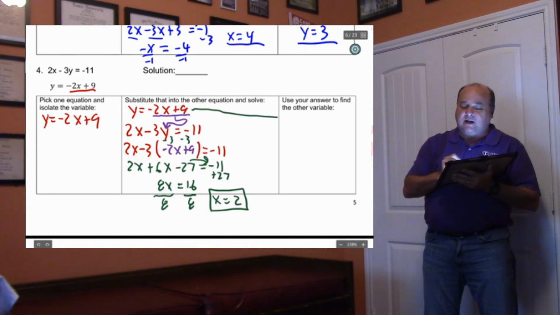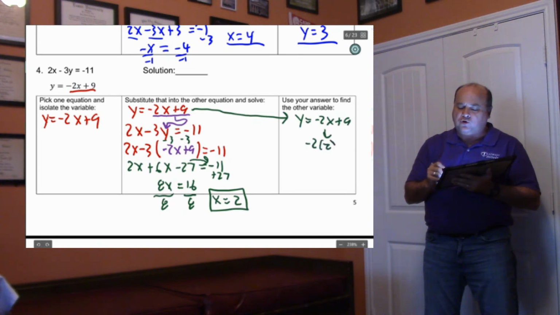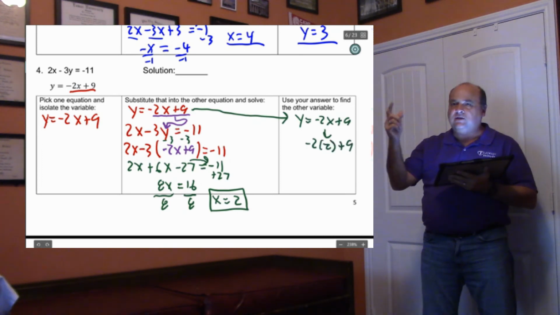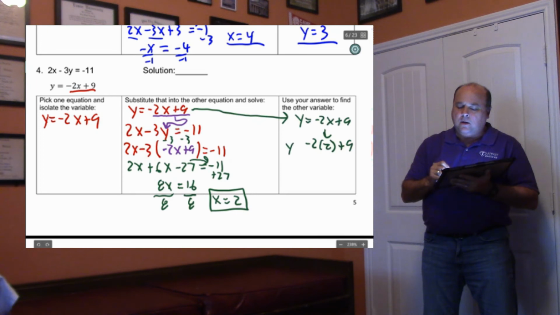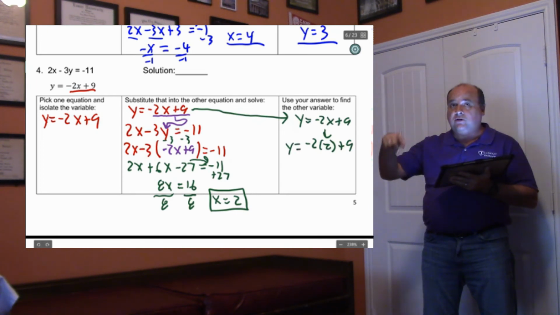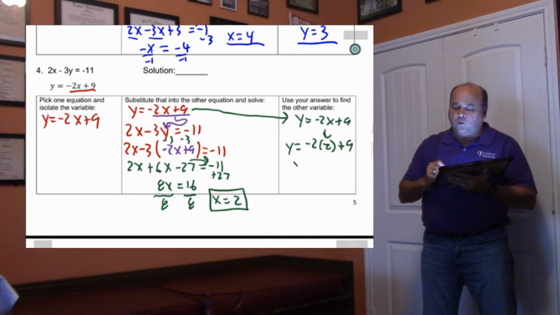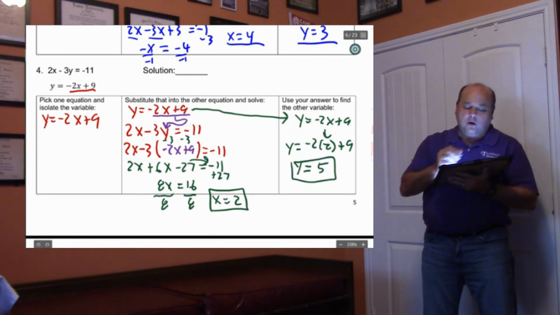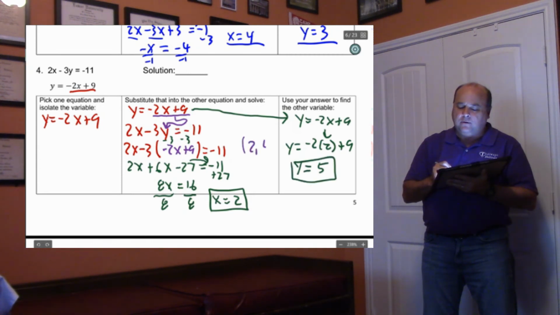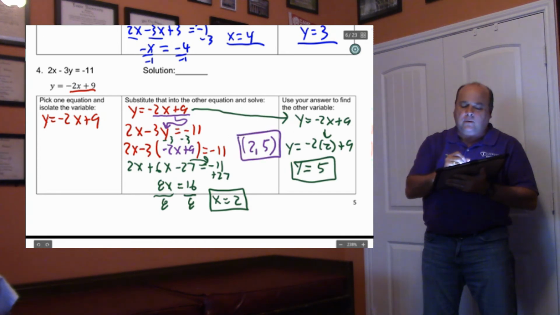Okay, now then I'm going to take this. Write down y equals negative 2x plus 9. Replace that x with 2. And notice these numbers are still pretty small. Okay, so negative 2 times positive 2 is negative 4. Negative 4 plus 9 is 5. So my ordered pair would be 2, 5. Your x and your y, right?